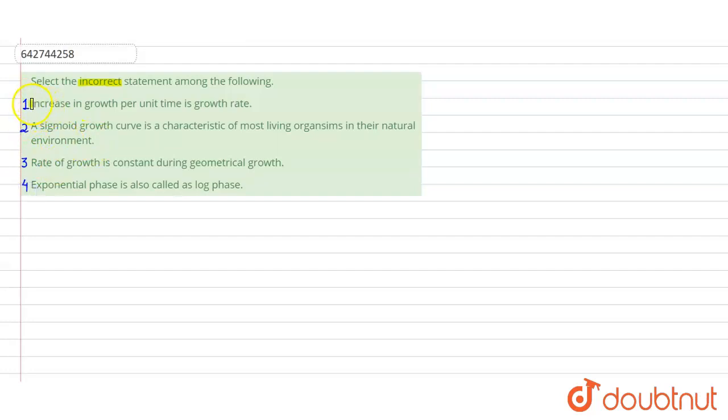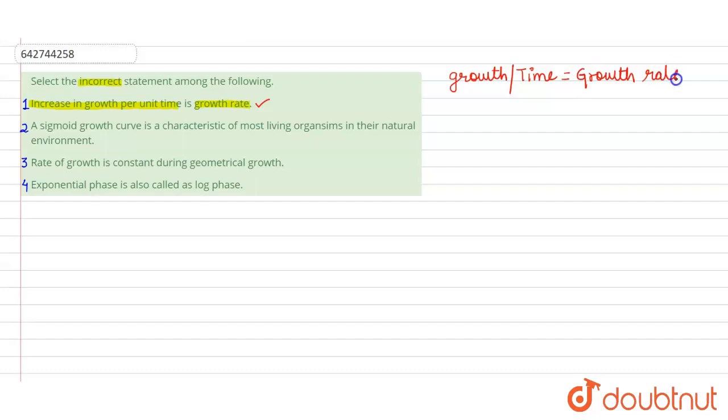They say increase in growth per unit time is called as growth rate. Yes, this is the correct statement because growth is any irreversible increase in the size of an organ, and when growth is taken along with another parameter, that is growth per unit time, then it is called as the growth rate. So this is the correct statement.